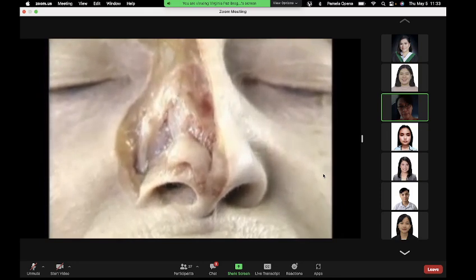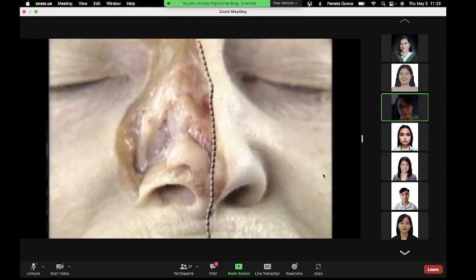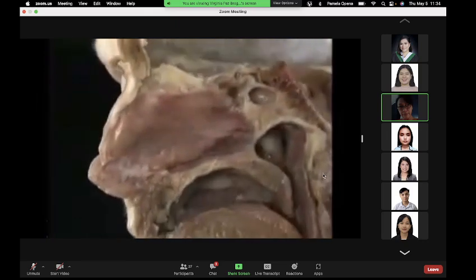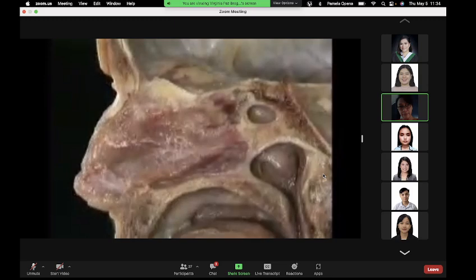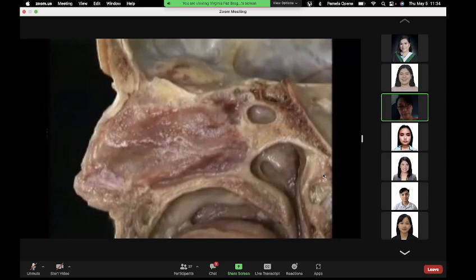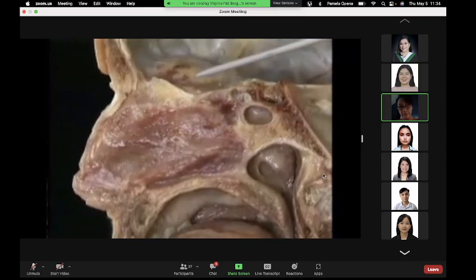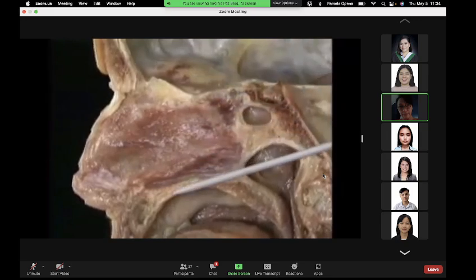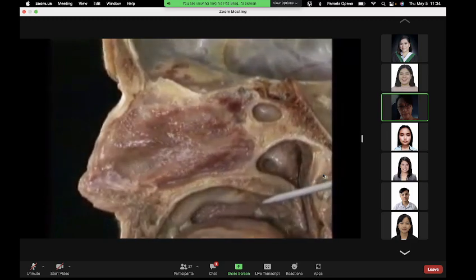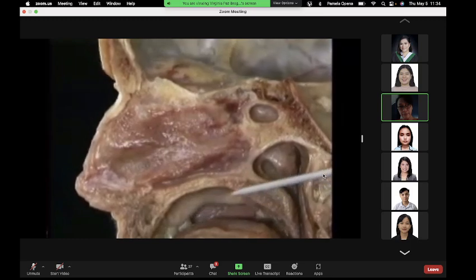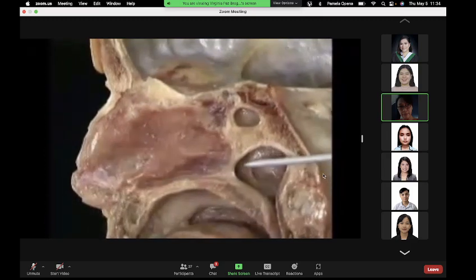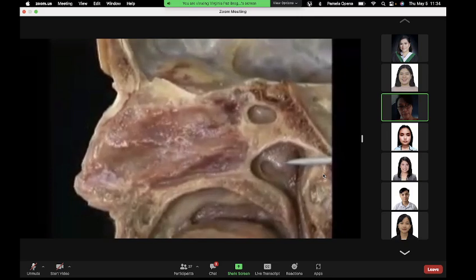To get a good look at the nasal septum, we'll divide the bone and soft tissues along this line and remove the left side of the face. Here's the nasal septum. Before we look at it, let's get oriented. Here's the anterior cranial fossa. Here's the bony palate, or hard palate, with the soft palate extending behind it. Here's the oral cavity. Here's the opening of the right nasal cavity. Behind it is the nasopharynx, which we'll look at in a minute.